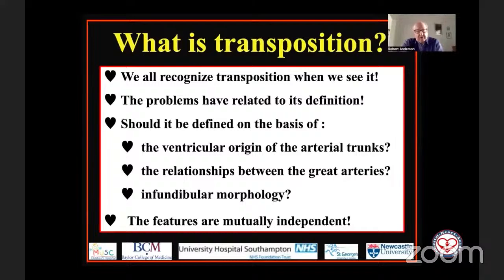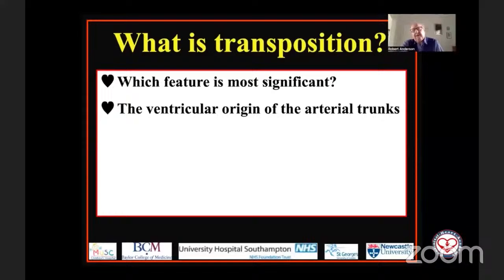So the first thing we have to do is to agree amongst ourselves as to which is clinically most significant. I hope you will all agree with me that there is no question but that the most important clinical feature is the ventricular origin of the arterial trunks, because that is what makes the blood go round.